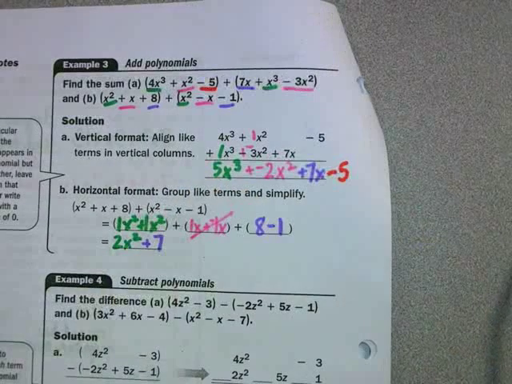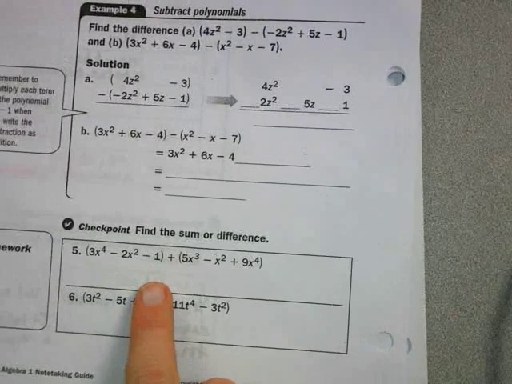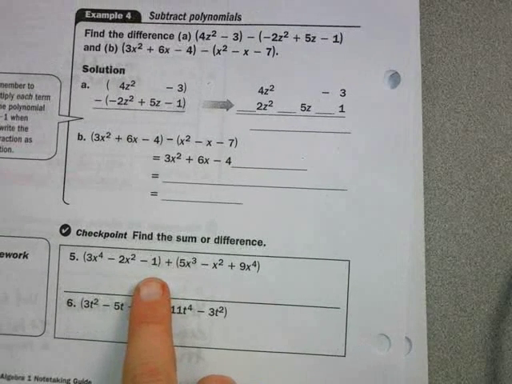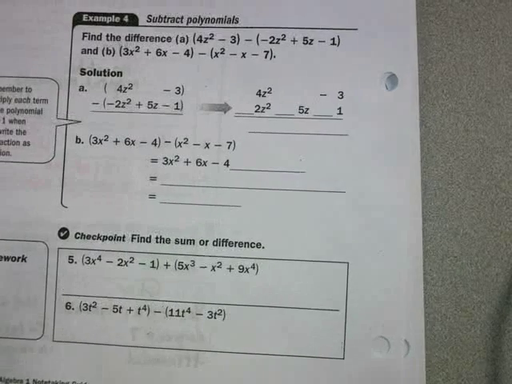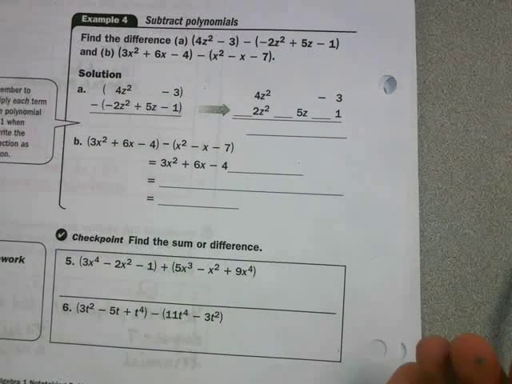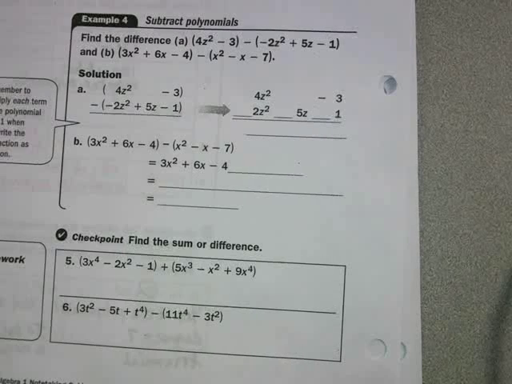All right, so stop the video, go down to checkpoint number 5. The best way that I advise doing this is actually with the color coding, and then you can put them in a vertical or horizontal. As long as I see color coding, that's enough work for me. If you want to do vertical or horizontal, definitely go ahead.